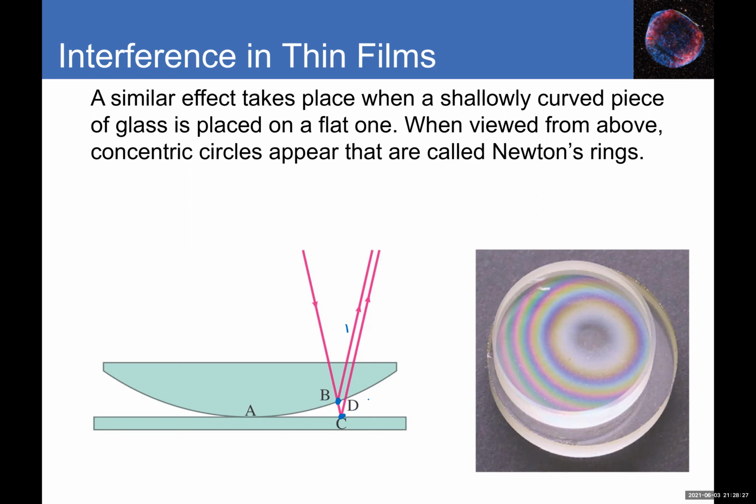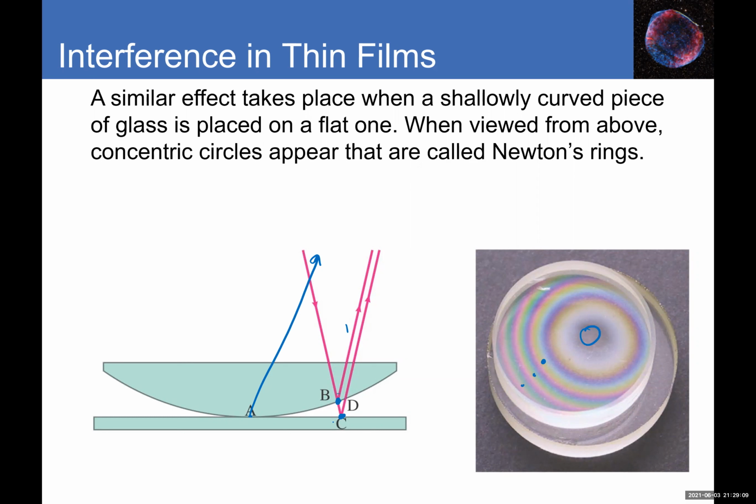Here again you're going to observe constructive interference, so let's say this will be one of those lines over there. But we can also have another point here, point A, where the light reflects. At the center, where the curved glass is in contact with the flat one at point A, you see destructive interference. So basically you see a dark spot.